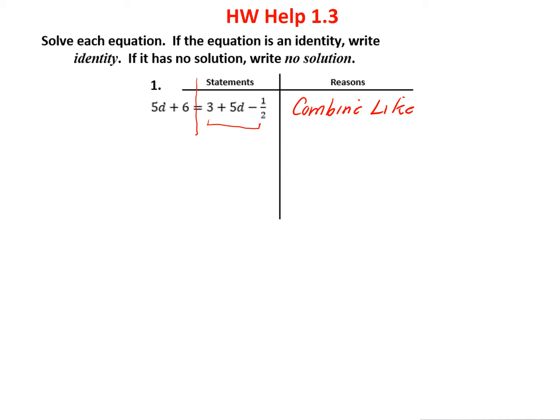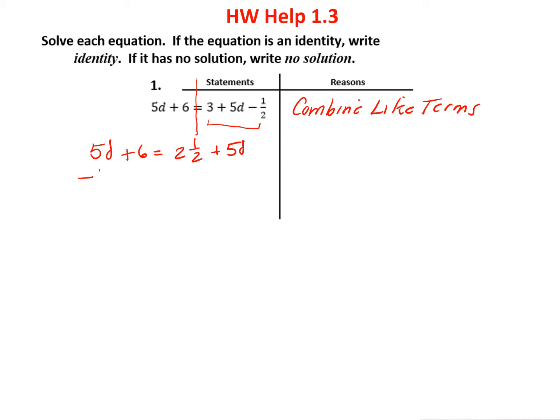And in this case, the like terms have the same variable part in that they don't have a variable at all. So I would have 5d plus 6 equals 3 minus a half, which is 2.5, plus 5d. All right? Now we have a situation in which we have variables on both sides, and often what we want to do is subtract a variable from both sides to get one side without a variable at all. I usually pick the smallest absolute value and subtract it. In this case, they're both 5d's. So what I'm going to do to eliminate the variables is subtract 5d from both sides.